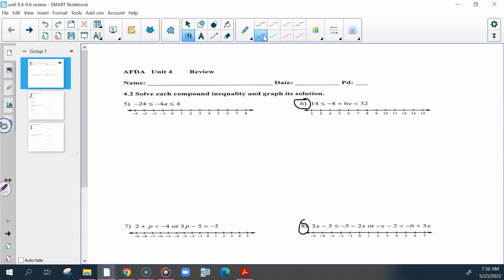So starting with number 6, I'm going to rewrite this. 14 is less than or equal to negative 4 plus 6b, which is less than 32. Because everything is in between 2 inequalities, this is an and inequality, so we have to solve everything together at the same time. We're trying to get b by itself. So we first need to get rid of our 4 by adding it to all sides, the middle and the other sides.